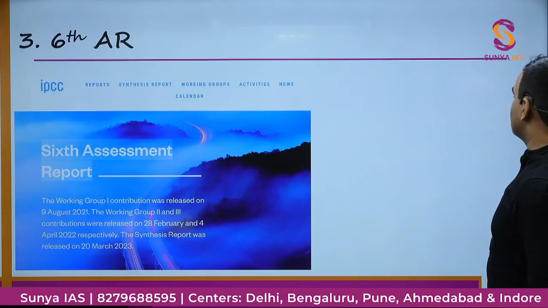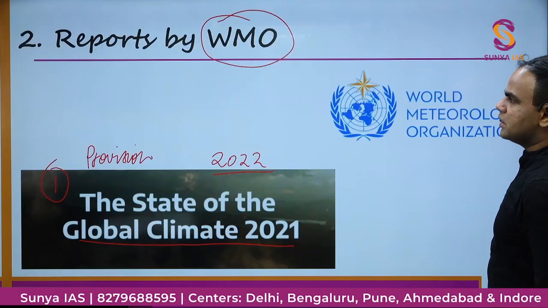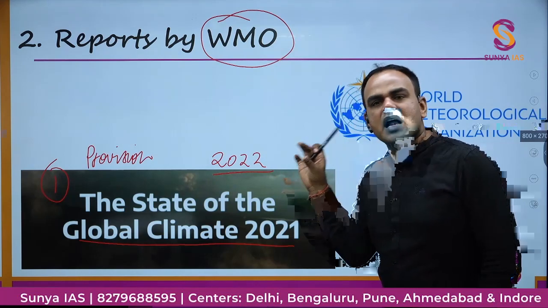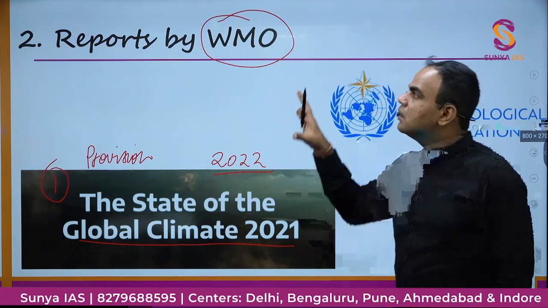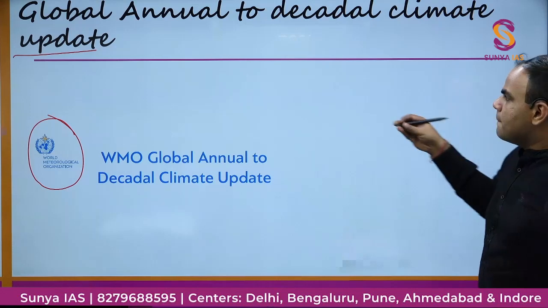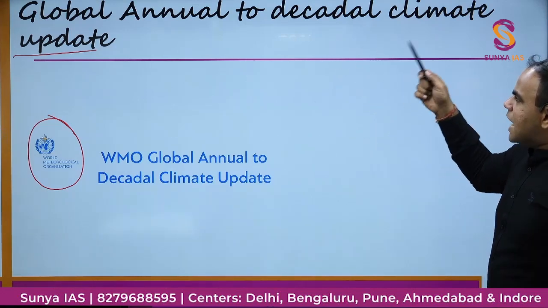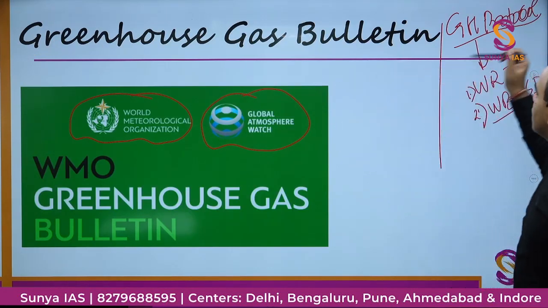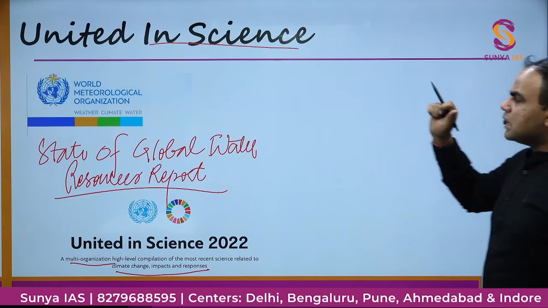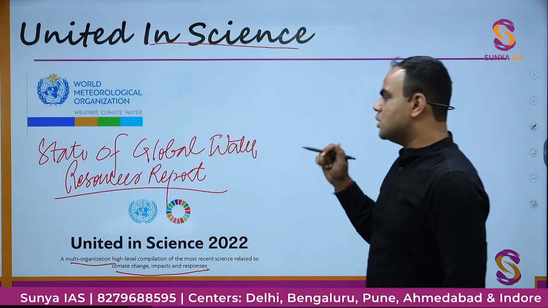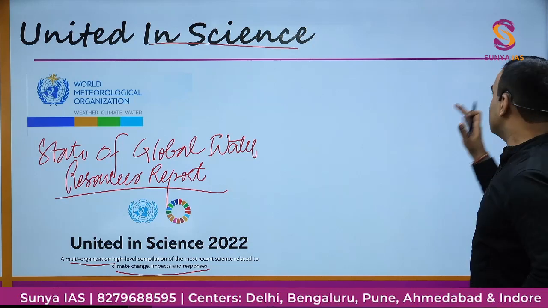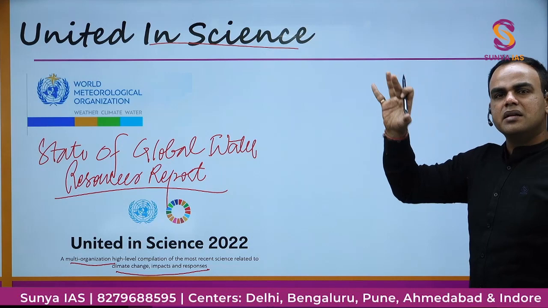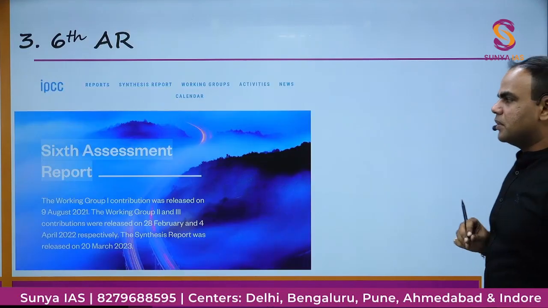Before I move to the next one, we can quickly recall. One is the State of the Global Climate report, and similarly provisional climate reports both for Asia and the globe are published by WMO. Then the Global Annual to Decadal Climate Update, again by WMO. Greenhouse Gas Bulletin, WMO. Greenhouse Gas Protocol was different. United in Science, and State of the Global Water Resources report. I have tried to segregate all of them by these bodies, because you will find a lot of these reports scattered in other places. So this will help you revise them in one place.